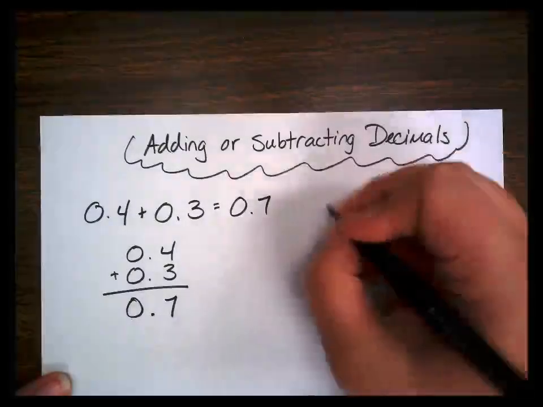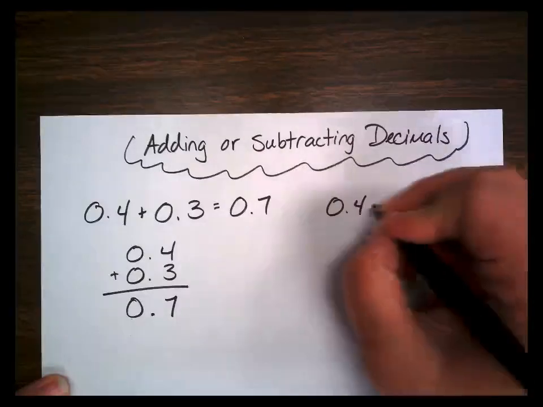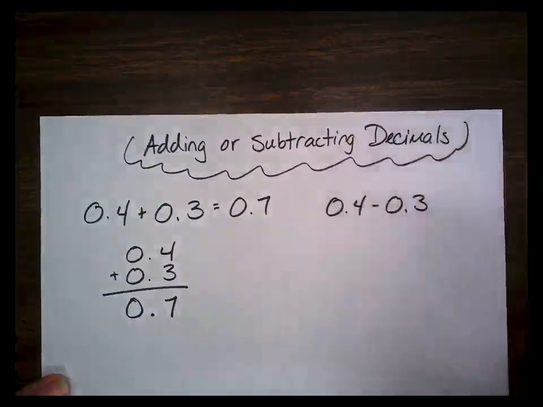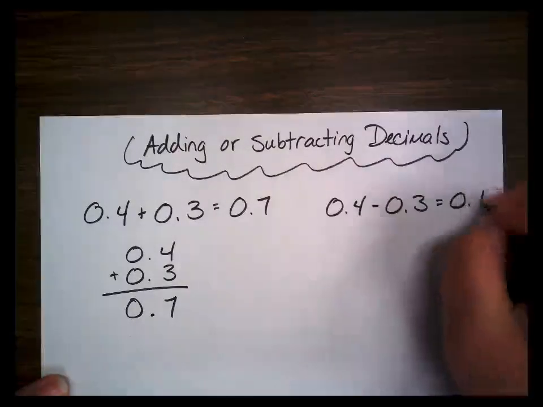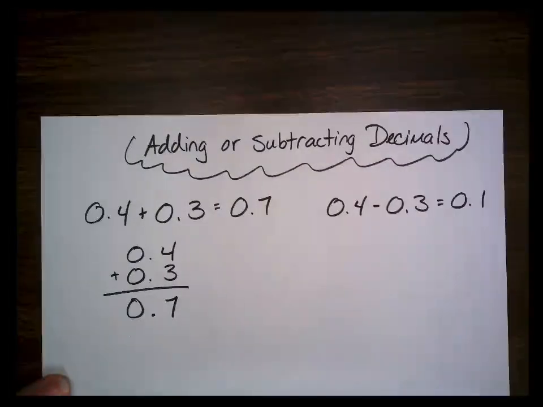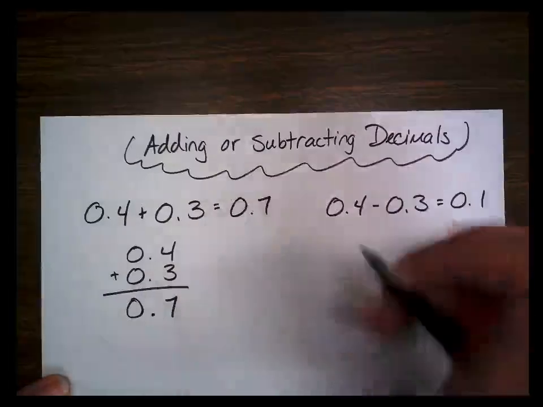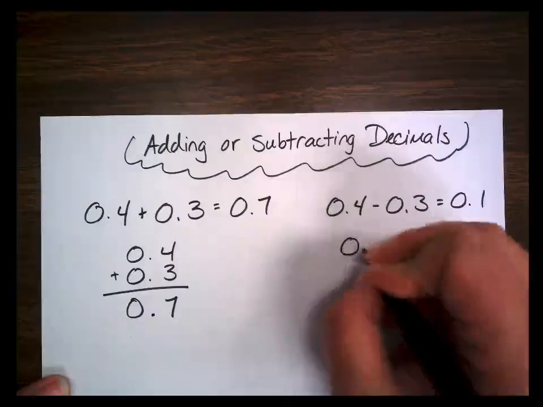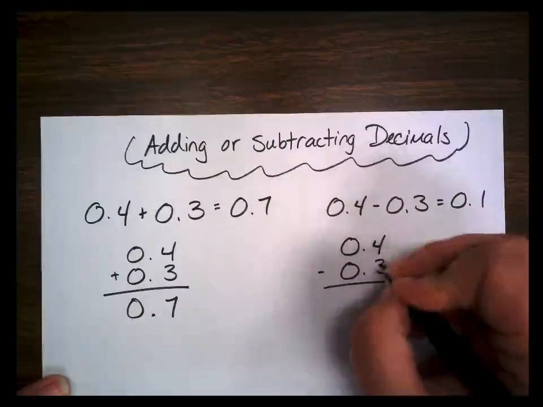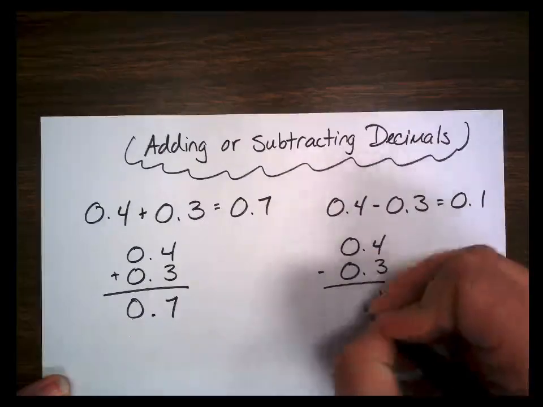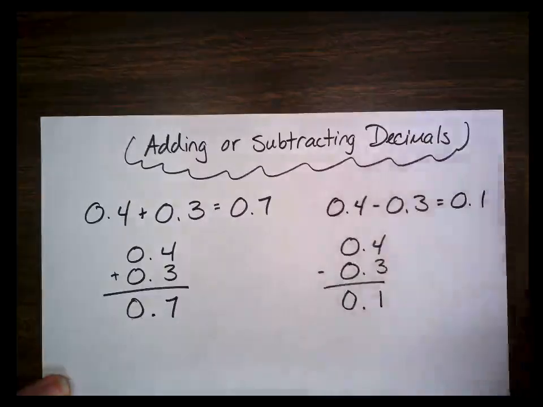Now, it's the exact same thing when I have subtracting decimals. So I have 0.4 minus 0.3. I'll use my same numbers. Now, I know I have 4/10. If I take away 3/10, I'll be left with 1/10. Now, that 1/10, again, if I want to do it the vertical way, I'm going to stack them. 0.4 minus 0.3, 4/10 minus 3/10 is 1/10. I bring down the decimal, I bring down the zeros, because nothing minus nothing is nothing.